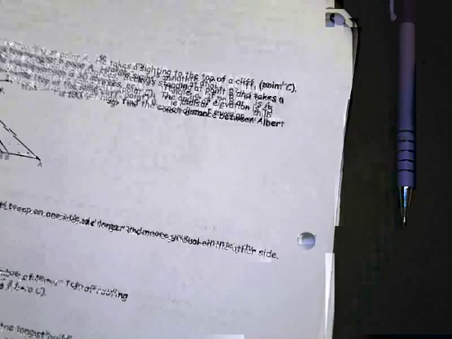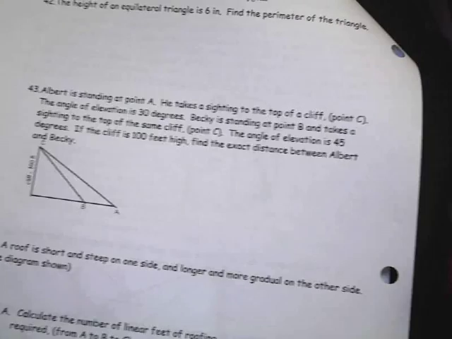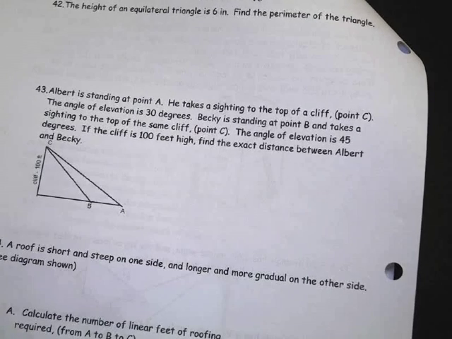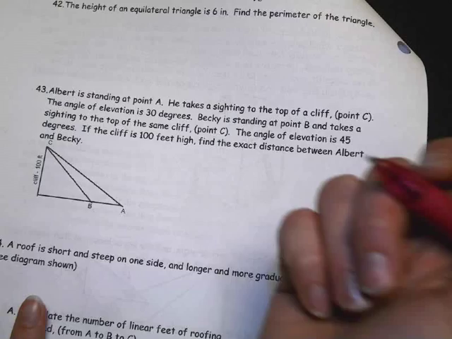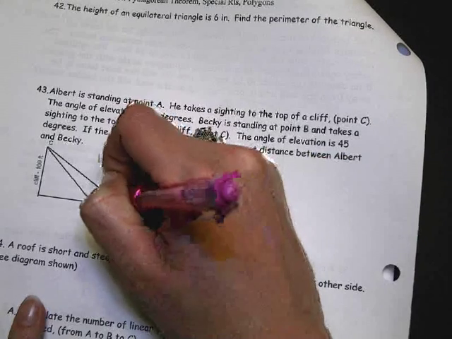Turn the page for the next one. Number 43 says Albert is standing at point A. He takes a sighting to the top of a cliff, point C. The angle of elevation is 30 degrees, so that guy goes right here.